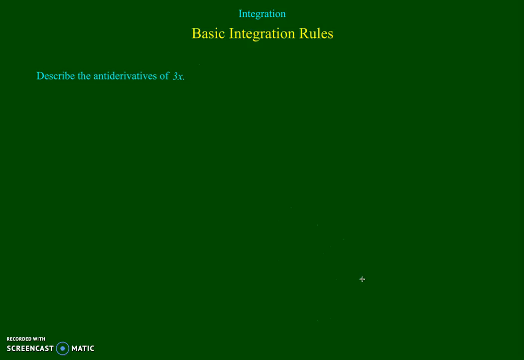So here we want to describe the antiderivatives of 3x. Which means we just want to take the antiderivative of 3x. So the antiderivative, or the indefinite integral of 3x, our variable of integration is going to be x. This is an extremely important piece. You can't take the integral without knowing what variable you're integrating across. And so here again we have a constant, so 3 times the integral of x dx.